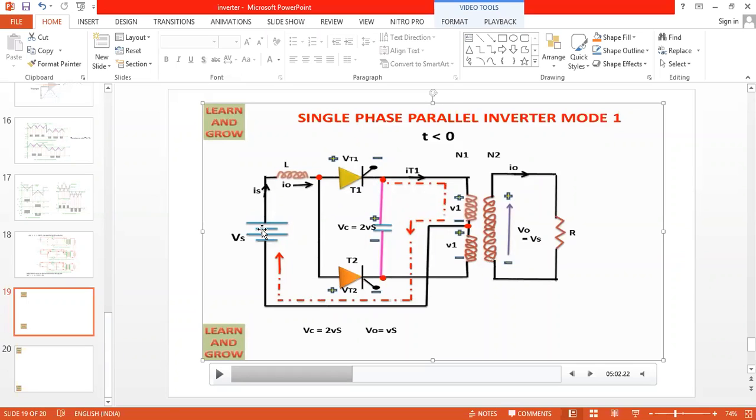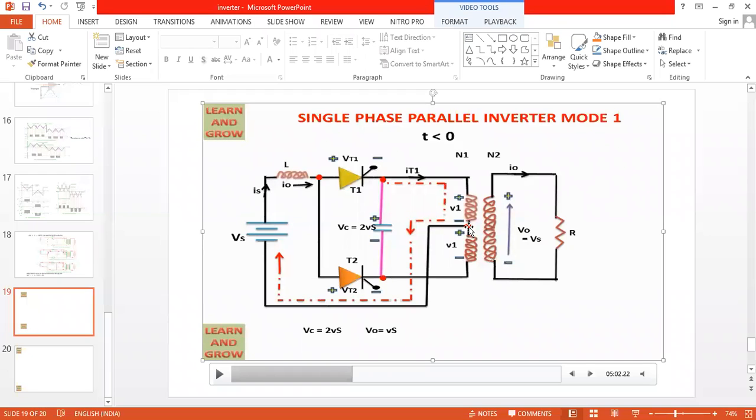When the supply is on, the direction of the current starts from Vs plus to the inductor, inductor to T1, T1 to upper winding U1, U1 to common point O, and from the common point to the Vs minus. Common point or center tapped point O.